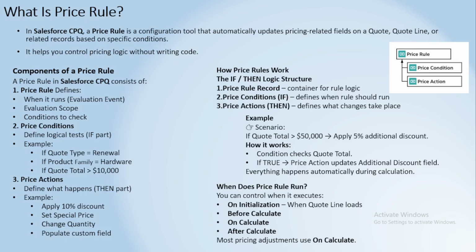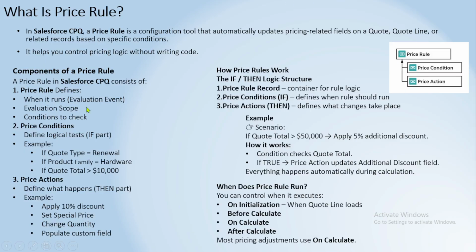So, what are price rules? Kind of similar to a product rule, a price rule consists of different components. First of all, you need to create the price rule. Then, under that, you have to provide the conditions. Means if this condition is true, then what will be the action? That action is the then part. Means what action you want to perform.